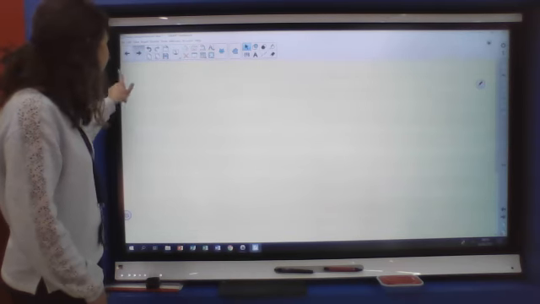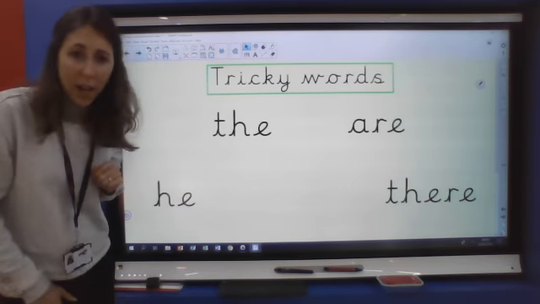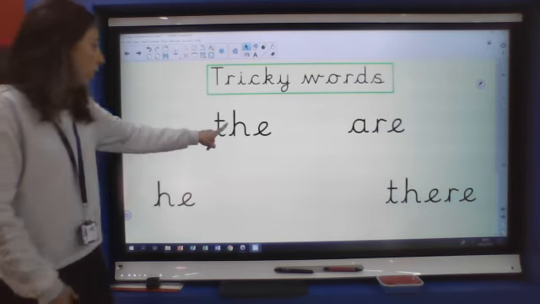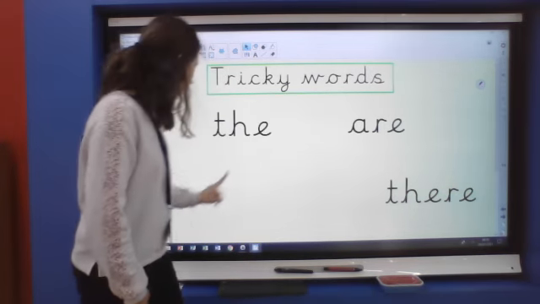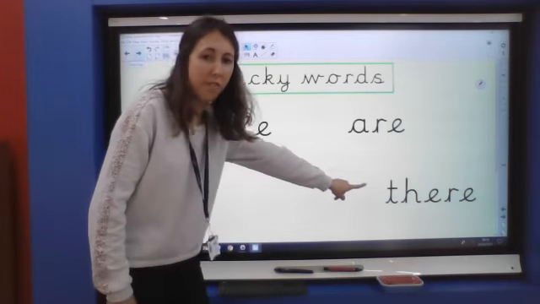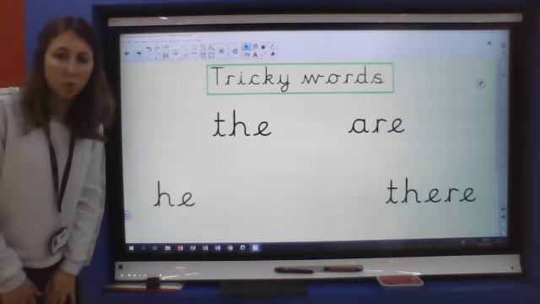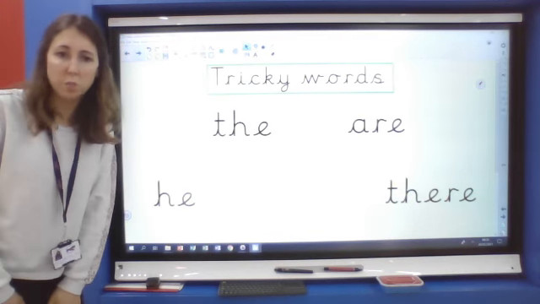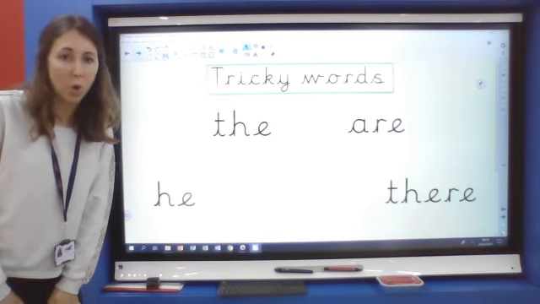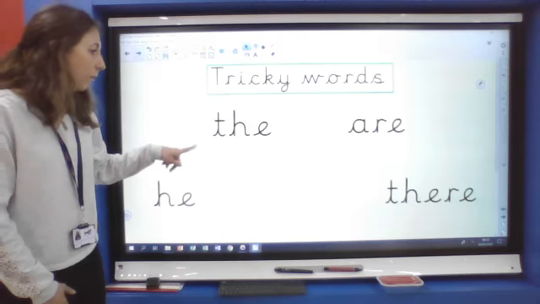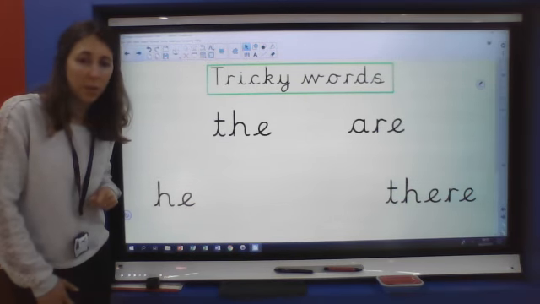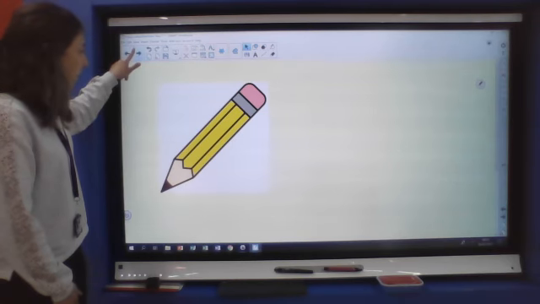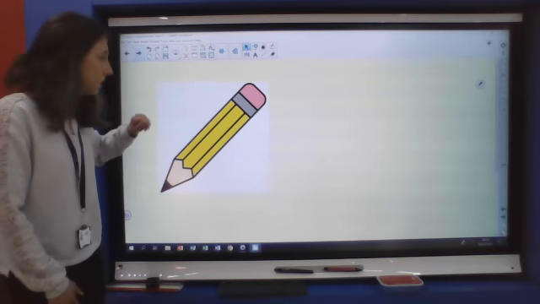So first job is to do your writing, and I'm going to put those tricky words on that you might need. So we've got the and are and he and there. Taken some of them off because they don't link to our picture. So we don't need she because we haven't got any girls or ladies in our picture. So you might want to use those words in your sentences. Okay, so first job is going to be to write the sentences.